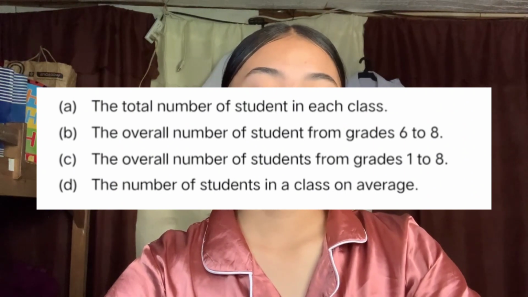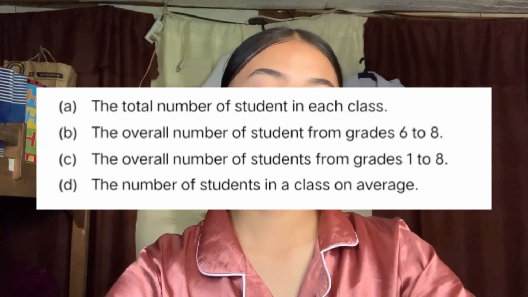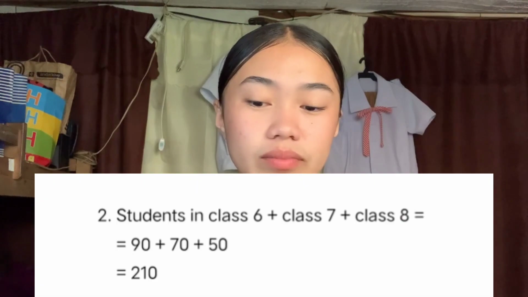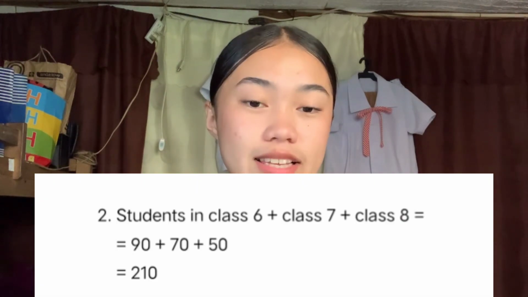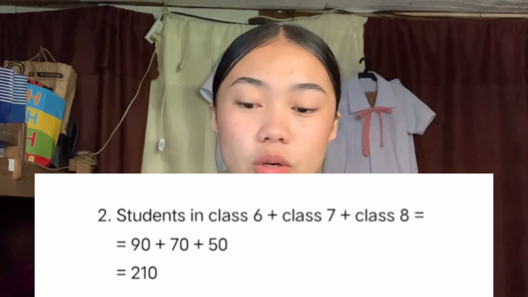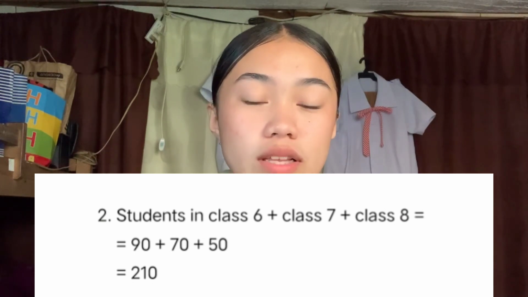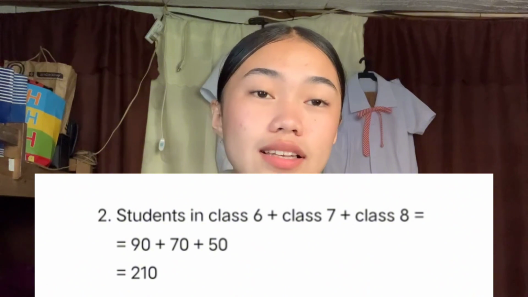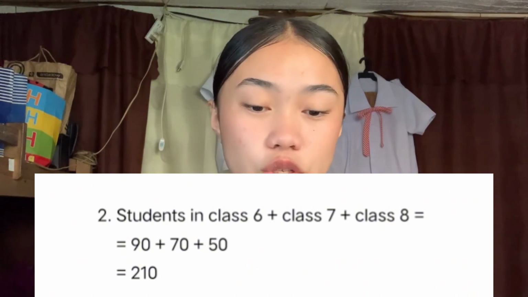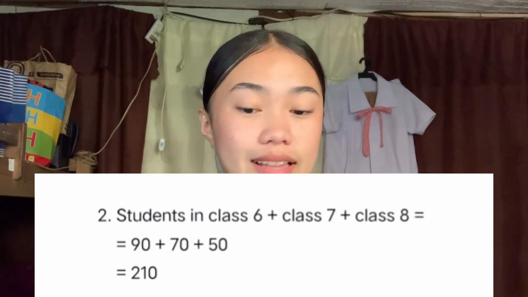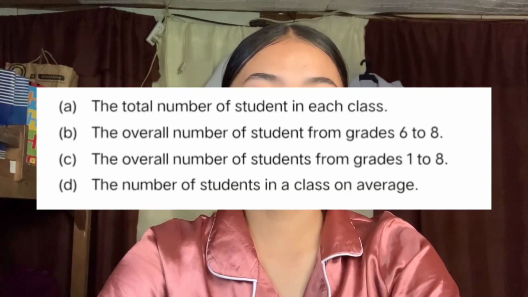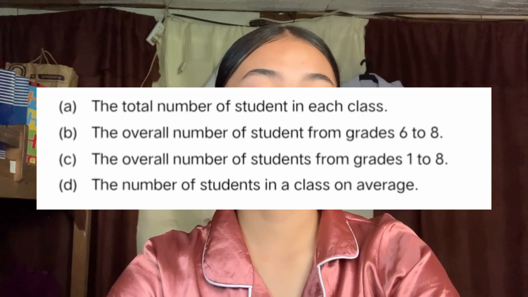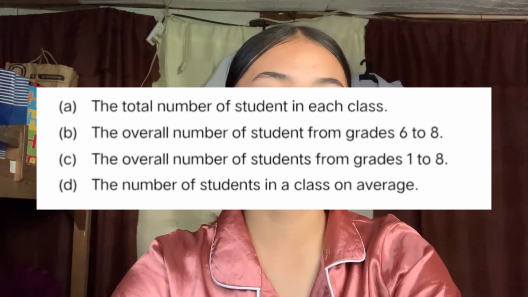Question number 2. The overall number of students from grade 6 to 8. So you will add the number of students from class 6 to class 8. Class 6 has 90 students, class 7 has 70 students, and class 8 has 50 students. So the sum of the 3 classes is 210.